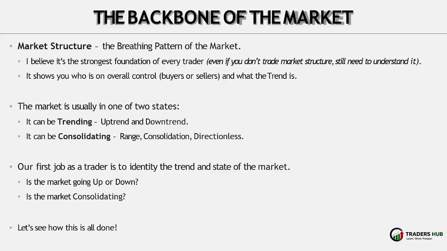The market is usually in one of two states: either trending or consolidating. When it's trending, it's either an uptrend or a downtrend, a bullish trend or a bearish trend. And when it's consolidating, it's ranging, in consolidation, or directionless. Our first job as a trader is to identify the trend and state of the market.